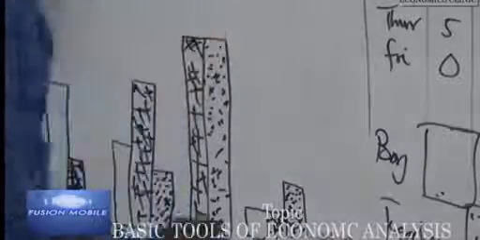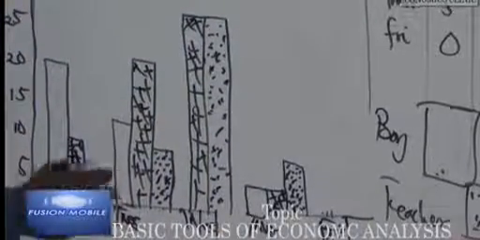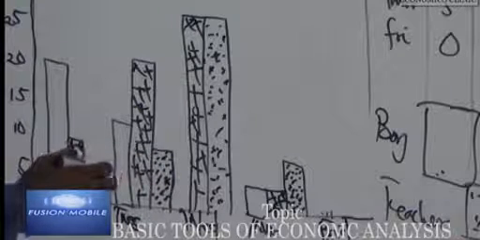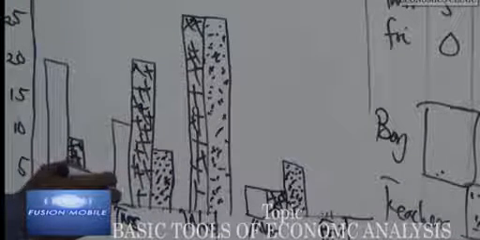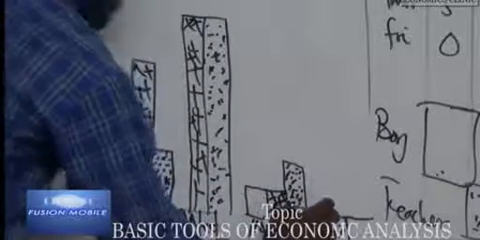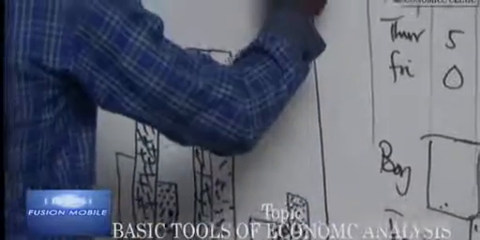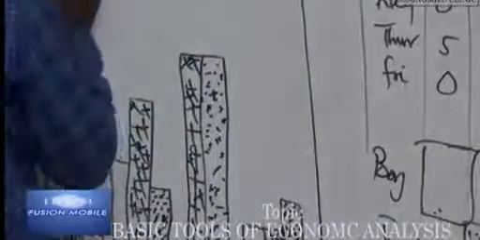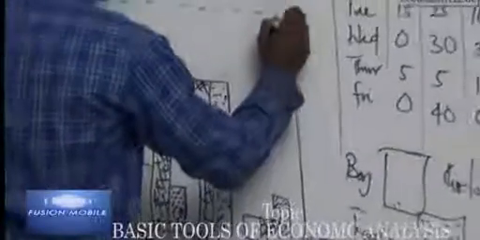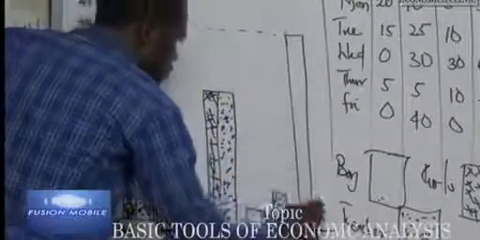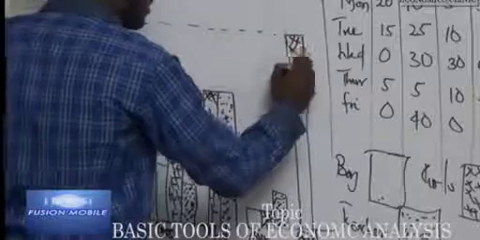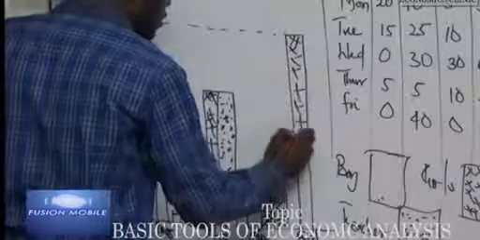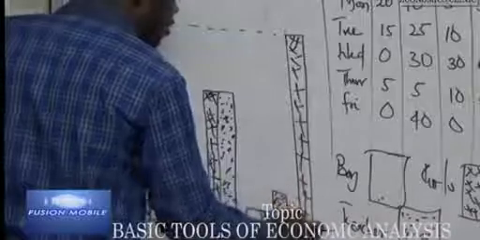Then on Friday, we have for boys 0, for girls 40, and for the teachers 0. So we only draw for the girls up to 40. You can trace this, and symbolically represent this as star, as we have in the question.